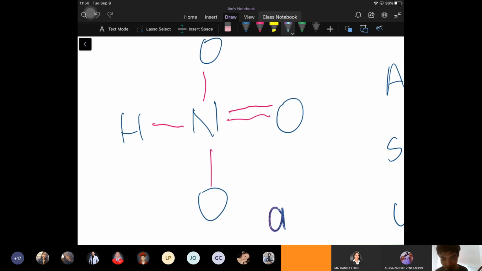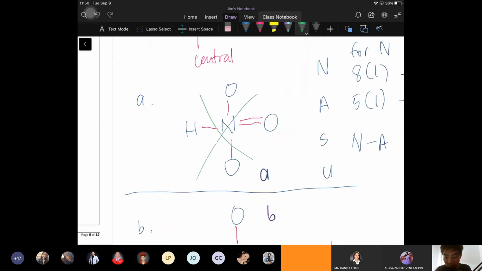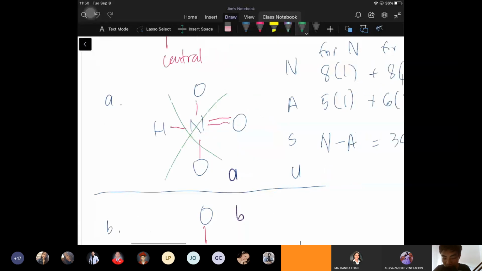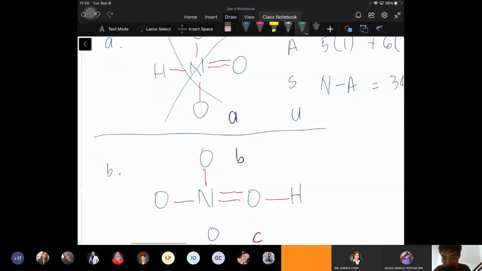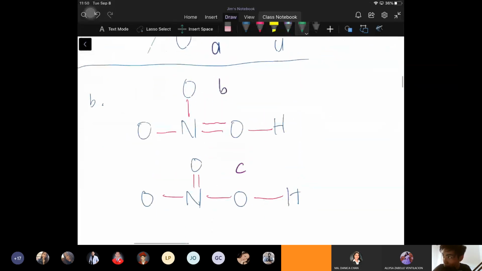Again, Octet Rule lang. Octet Rule lang dapat, diba? Lumagpas sa octet eh. Tignan nyo. Ilang bonds yung nasakop niya? 5. And again, every bond, 2 electron yung katumbas. So, may 10 electrons na around nitrogen. So, hindi na siya tama. Kasi, it violated the Octet Rule. So, goodbye A. So, we're left with B and C. May isang impostor pa dyan.